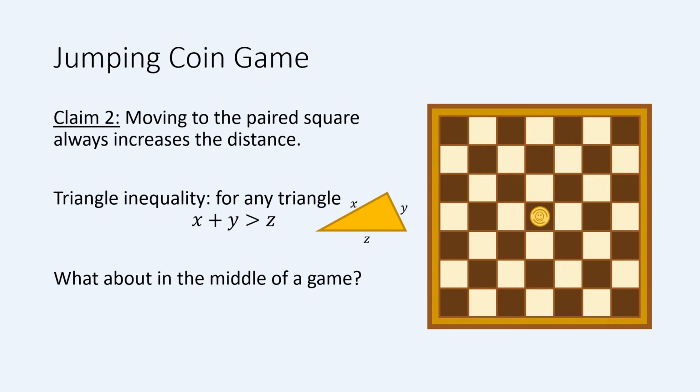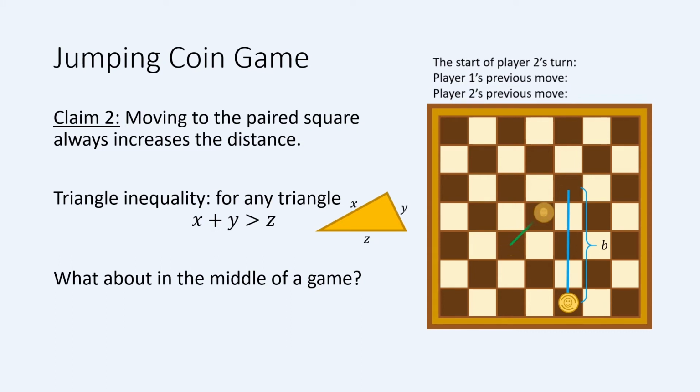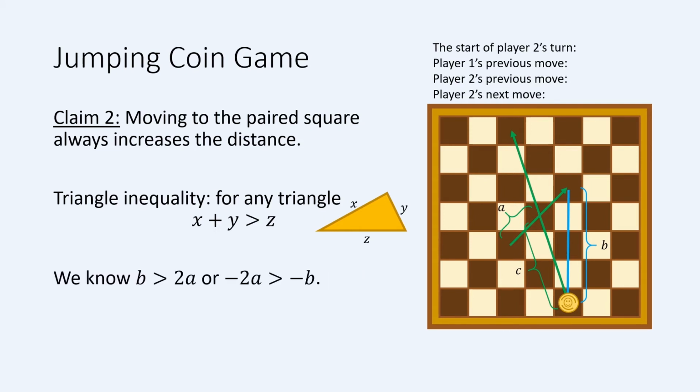Otherwise, say that player 1 has just moved the coin a distance b. From player 2's pairing strategy, we know both where the coin must have been before player 1's turn and where player 2 will move it on this turn. Let's say that player 2 moved the coin a distance 2a on their previous turn and moves it a distance 2c on this turn. Since player 1 must have made a legal move, we know that b is greater than 2a. It will actually be useful for us to swap the inequality over and write minus 2a is bigger than minus b, as you'll see in a second.